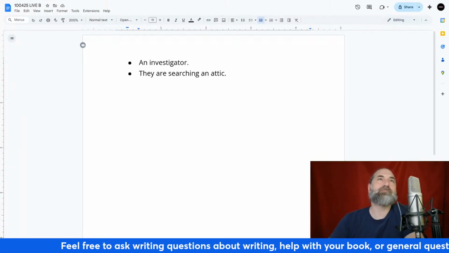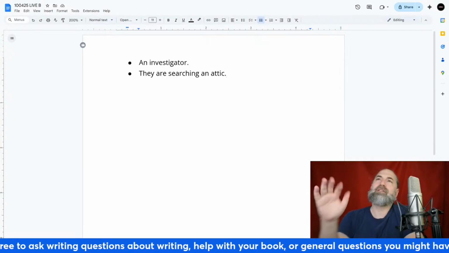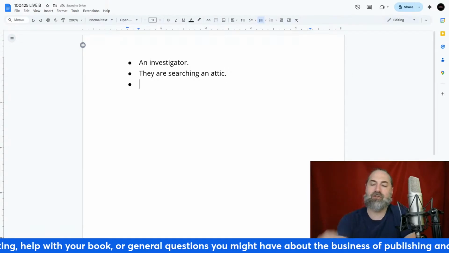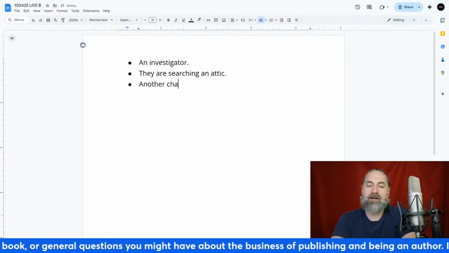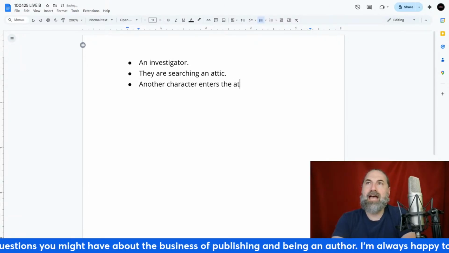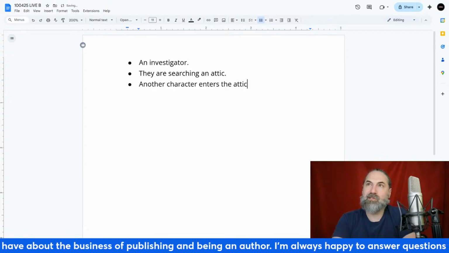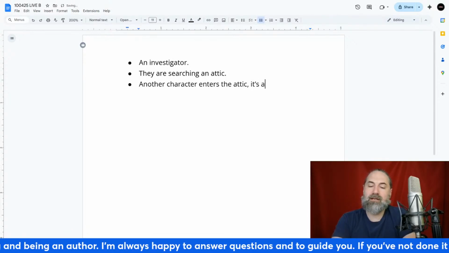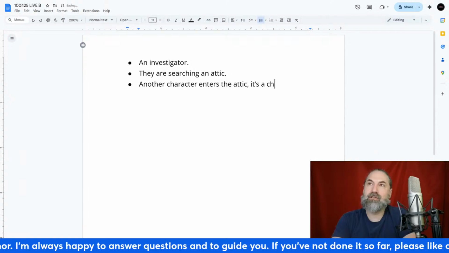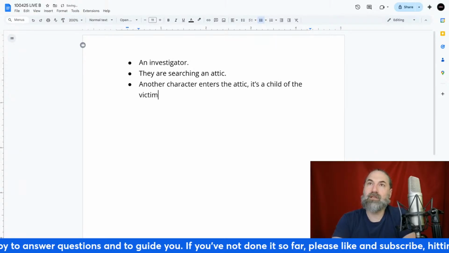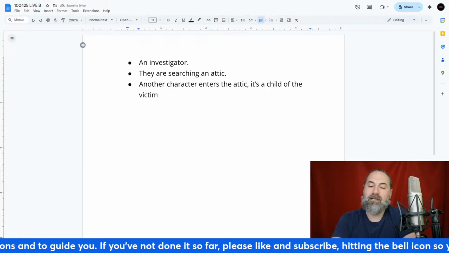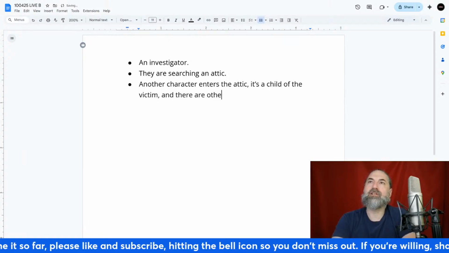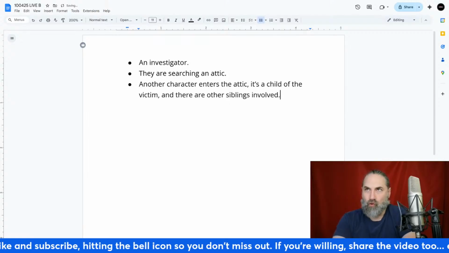But let's get back into it. So we have an investigator. They are searching in an attic. I do want to create a conflict, a confrontation. So maybe another character enters the attic. Let's say it's a child of the victim, and there are other siblings involved.